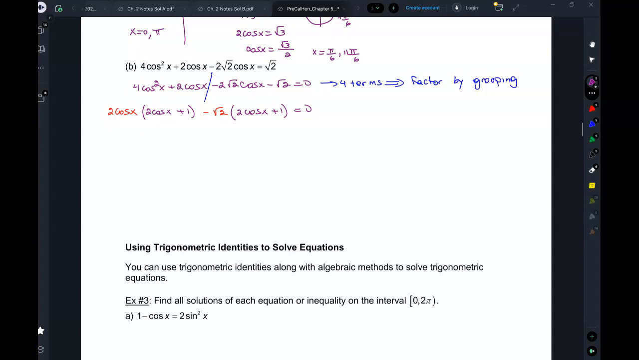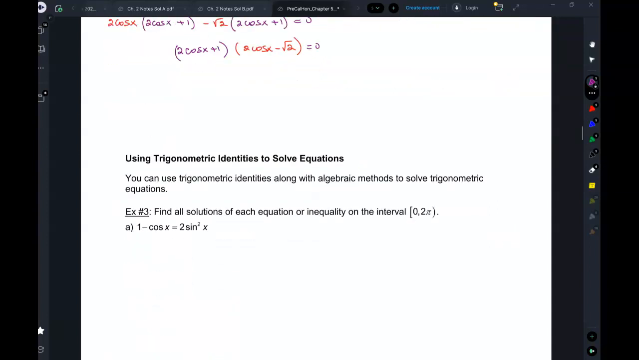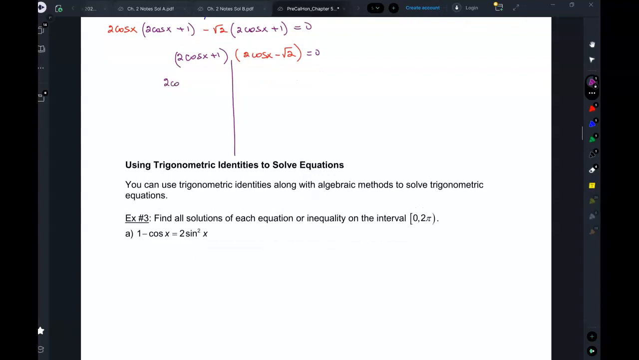So now remember, factor by grouping, you're always going to have an item that's the same. Write that item off to the side one time. And then what do I have left? 2 cosine x minus root 2 equal to 0. Now look, one thing times another thing equals 0. Okay? So now split it down the middle. 2 cosine x plus 1 equals 0.